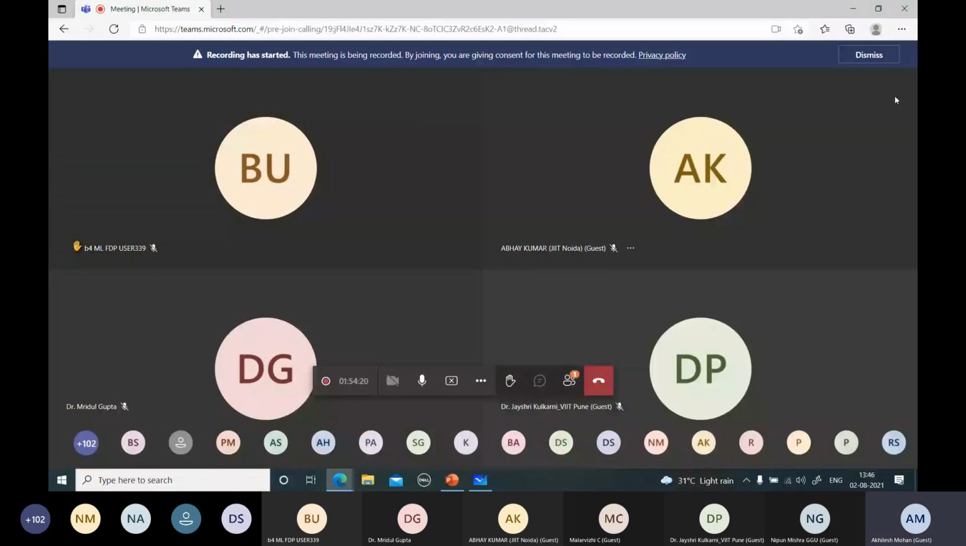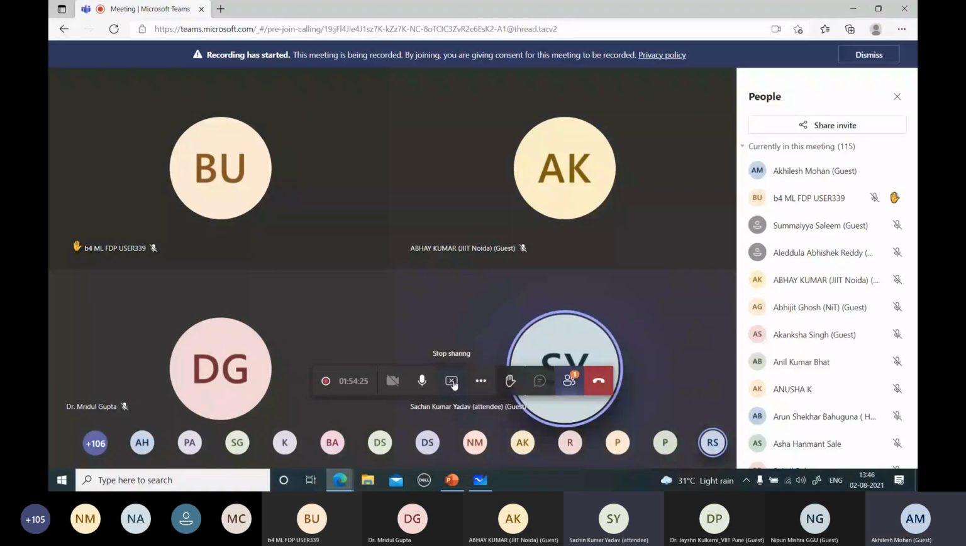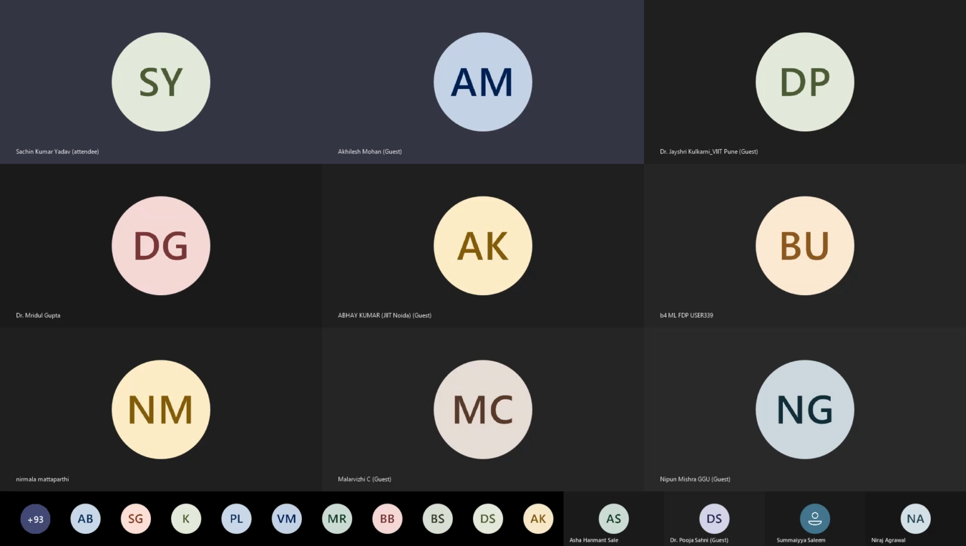Good afternoon, sir. I am Sachin Kumar Yadav. Sir, I am working on dielectric resonator antennas. Sometimes choosing the modes is very difficult. Is this a TE mode, TEM mode, or HE mode? So how to judge these kinds of modes? Because in a dielectric resonator antenna, there is a TE mode, HE mode, or HEM mode.